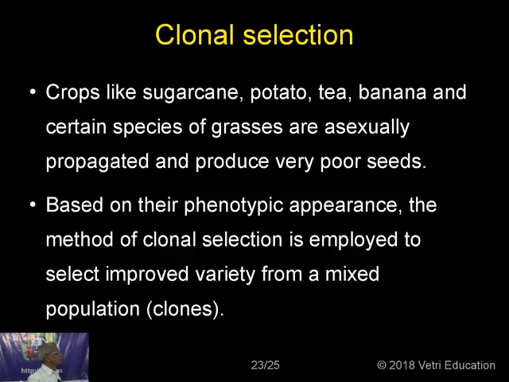Okay. So crops like sugarcane, potato, tea, banana and certain species of grasses are asexually propagated and produce very poor seeds. Based on their phenotypic appearance, the method of clonal selection is employed to select an improved variety from a mixed population.